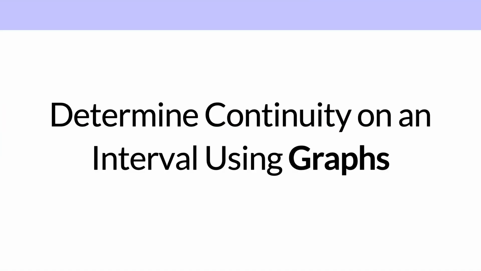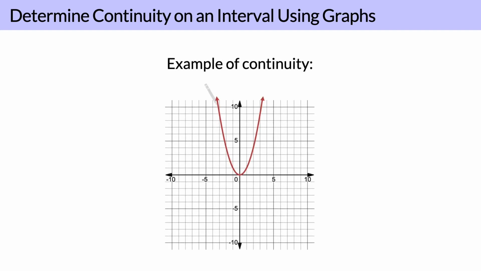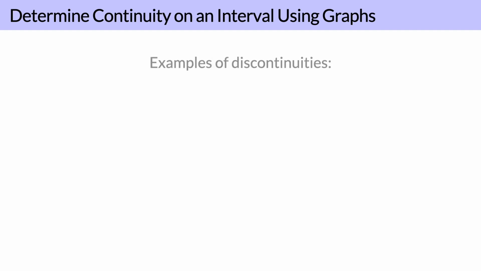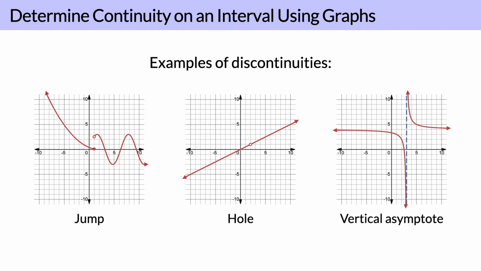Today we're going to learn how to determine the continuity of a function using its graph. Recall that a function is continuous if you can draw it without picking up your pencil. Any place where you must pick up your pencil is called a discontinuity. Examples of discontinuities are jumps, holes, and vertical asymptotes.